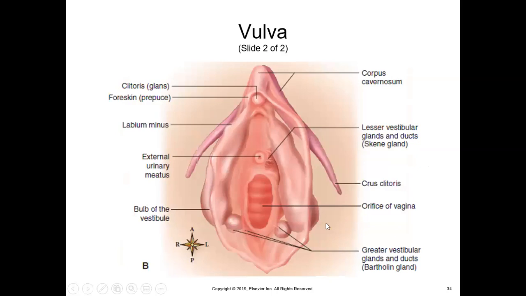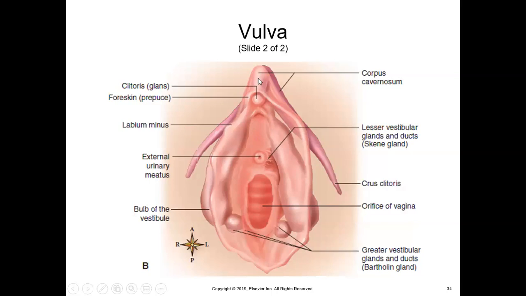This shows the vulva more specifically, and what I want you to understand here is that this is the clitoris, which is comparable to the head of the male penis. And then this is the foreskin, a prepuce, like the male. And then this is the corpus cavernosum, like with the male penis. But with the male penis, it actually encircles the urethra. With the female, it is separate.